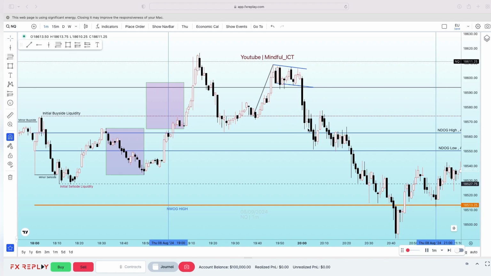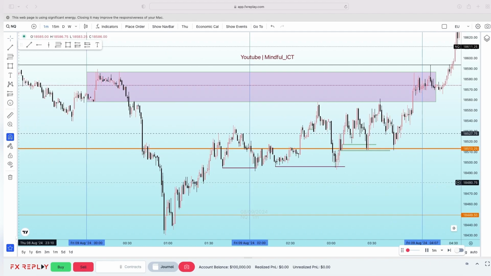We could have entered at the fair value gap, targeting the initial sell-side liquidity, the highs, or the new week opening gap. Now, if you're trading the London session, which starts at 2 a.m., it's important to mark the opening range between 12 and 12:30 a.m. For the Asian session, we focus on the new day opening gap. But for London, we look at the highest high and lowest low between 12 and 12:30. These levels serve as critical reference points for the session and are extended until 4 a.m.